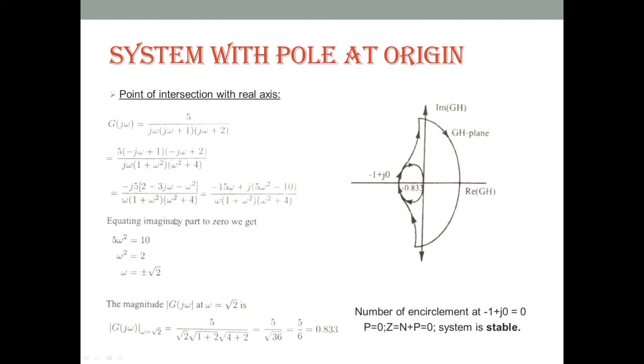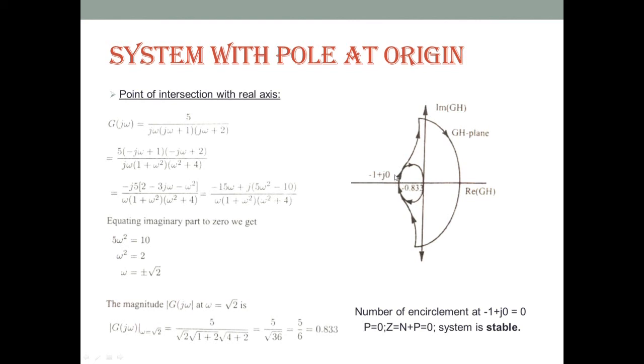After equating the imaginary part to 0, omega becomes plus minus root 2, and we are taking omega as plus root 2. If we put omega equal to root 2 in the magnitude, then it becomes 0.833. Now this 0.833 is positive because we are taking the magnitude mod over here, but actually it is located on the left hand side, so it is the minus 0.833 point.